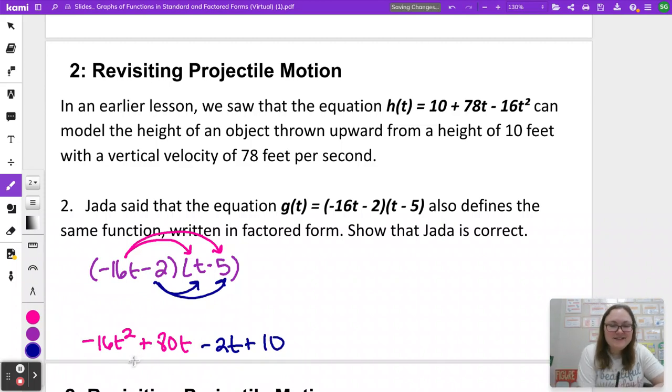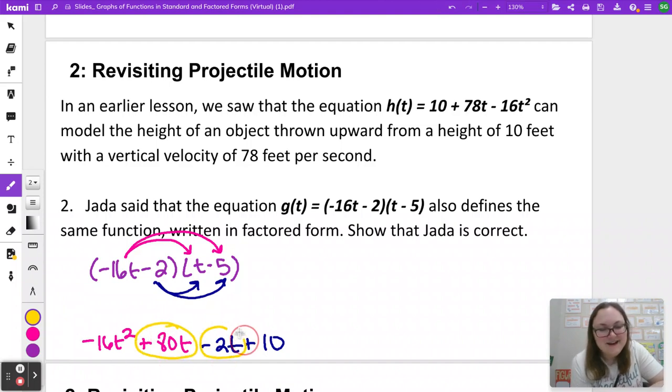This is not our final answer, though, because we still have to do some simplifying. And when you simplify and combine 80t minus 2t, guess what you get? You get this equation right here. It's got the 10. 80 minus 2 gives us that 78t, and then we've got that negative 16t squared. So this would be one way you can show that Jada is correct, that this also represents the same equation. Remember, you could have also used the diagram as well.